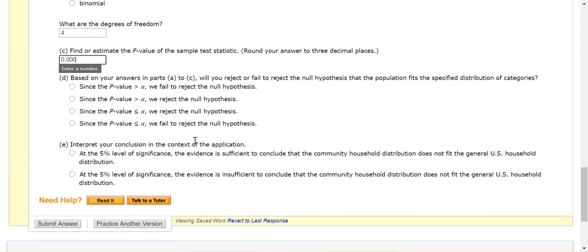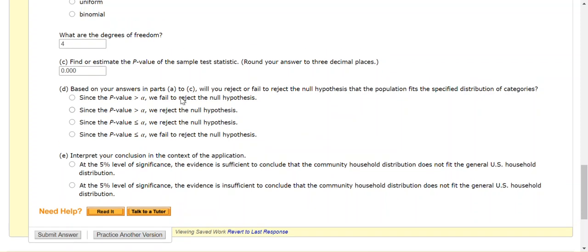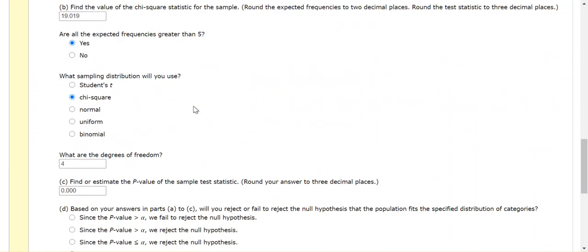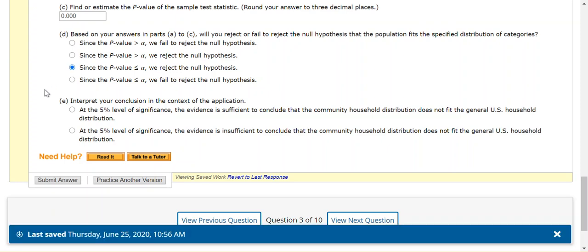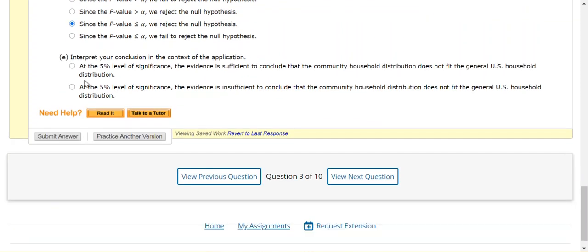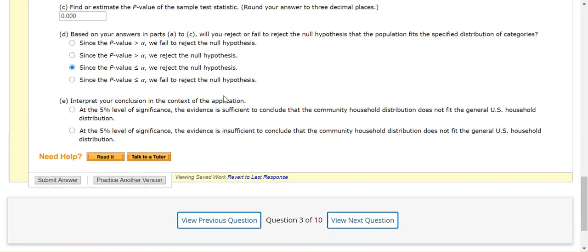So my p-value is small, and if my p-value is small, I reject. It's smaller than 0.05 for sure. So p-value is less than alpha. We reject. And we're supposed to interpret my conclusion. So at the 5% level, the evidence is sufficient to conclude that the community household distribution does not fit the general U.S. household distribution. So does not fit. H1 is that they're different, right?